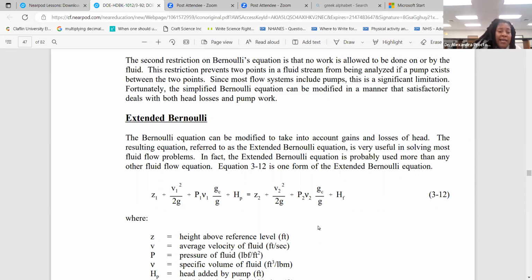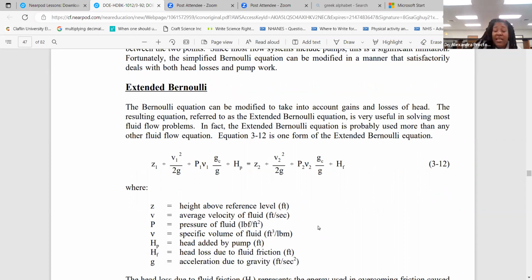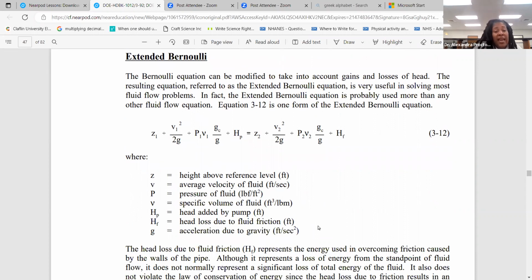Where Z is the height above the reference level, and that's in feet. V is the average velocity of the fluid, that's in feet per second. P is the pressure of the fluid, that's in pounds force per foot squared. v is the specific volume of the fluid, and that's in cubic feet per pound mass. HP is the head added by the pump, and that's in feet. HF is the head loss due to fluid friction, and that's in feet. And g is the acceleration due to gravity, and that's in feet per second squared.